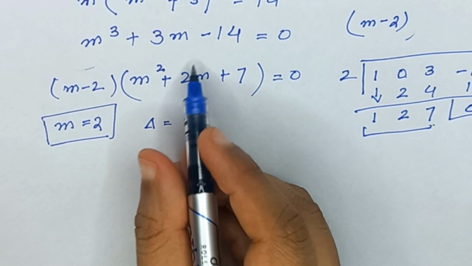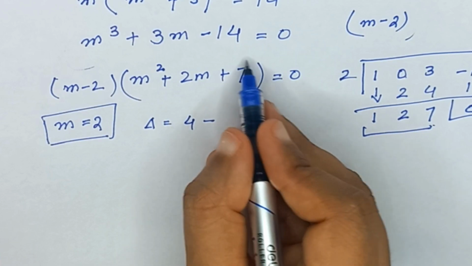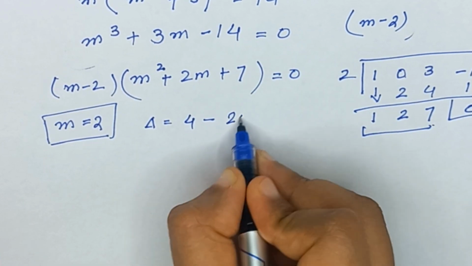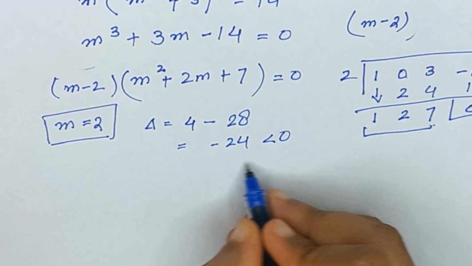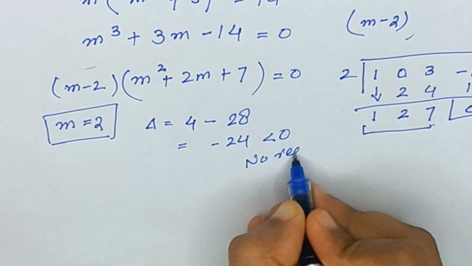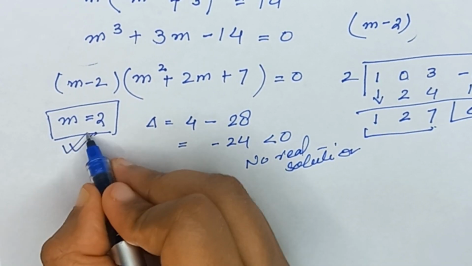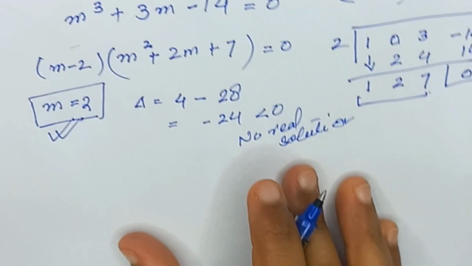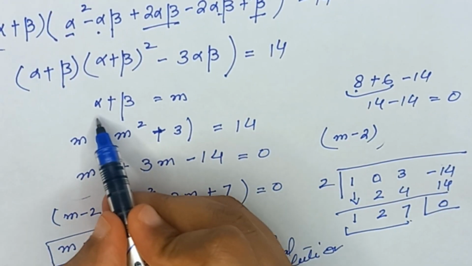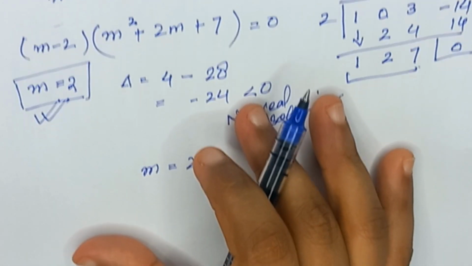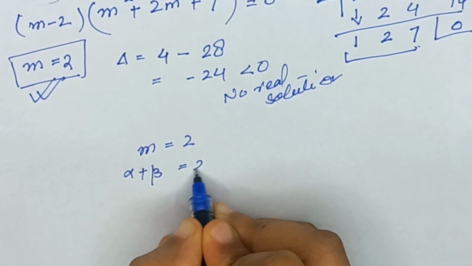So discriminant is equal to b square minus 4ac, which will be 4 minus 4 times 1, which is 4, times 7, which is 28. And it will give us minus 24, which is less than 0. That means it has no real solution. So the only value of m is equal to 2. As m is equal to 2, and we know that m is equal to alpha plus beta, that means alpha plus beta is equal to 2.